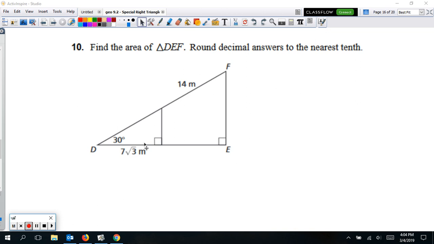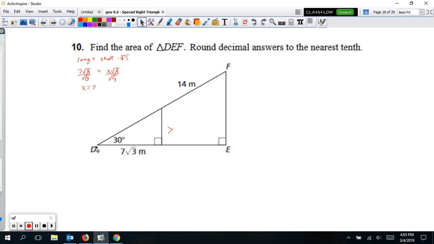So if we know this long leg, we're trying to find the short leg. Let's use the formula: long leg equals short leg times the square root of 3. Our long leg is 7 square root of 3 here, and this would be our x. Now we divide both sides by the square root of 3 to solve for x. The square roots cancel out and we just have a 7 left. So x is 7, which means your short leg is 7. That makes sense because the long leg is always the short leg times the square root of 3.